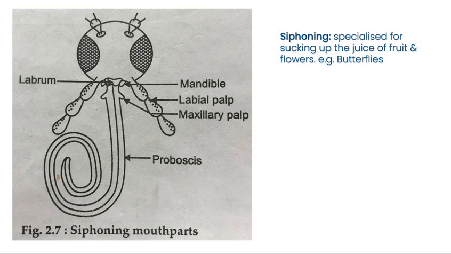Siphoning type of mouth parts are commonly present in butterflies. I think you are all familiar with butterflies. So these are very simple kinds of mouth parts. Here you can see the proboscis, which is a modified structure, and it has another name, that is siphon. The siphoning type of mouth parts are present in butterflies as well as in moths, and they are highly specialized for sucking up the juice of fruit and flowers.